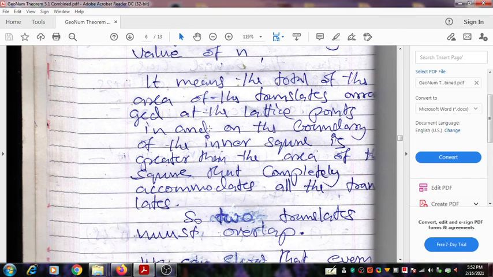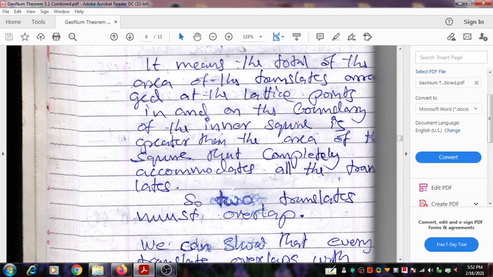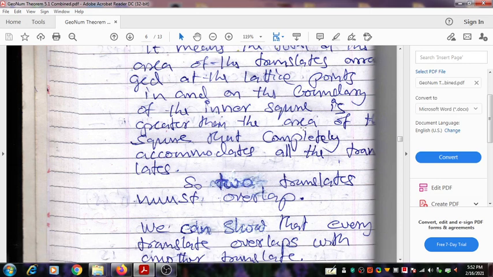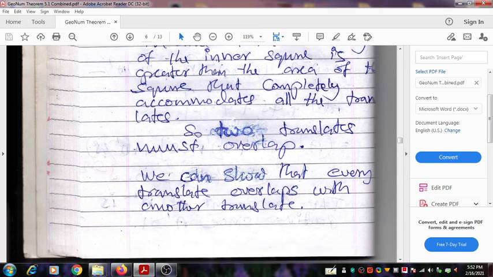It means that the total of the area of the translates, arranged at the lattice points in and on the boundary of the inner square, is greater than the area of the square that completely accommodates all the translates. So what is the conclusion here? I would like to repeat that conclusion of the discussion. That is, two translates must overlap. That's our conclusion.